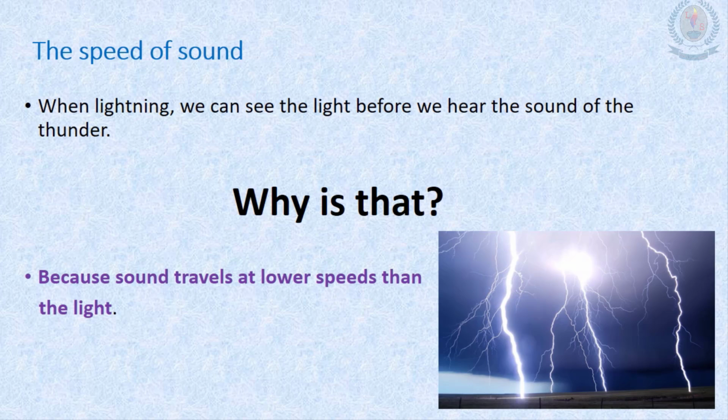Have you experienced this? When there are thunderstorms and lightning, we can see the light before we hear the sound. After the light comes, we hear the sound. Why is that? Because sound travels slower than light. The speed of sound is slower than the speed of light. That's why we can see the light before we hear the sound.